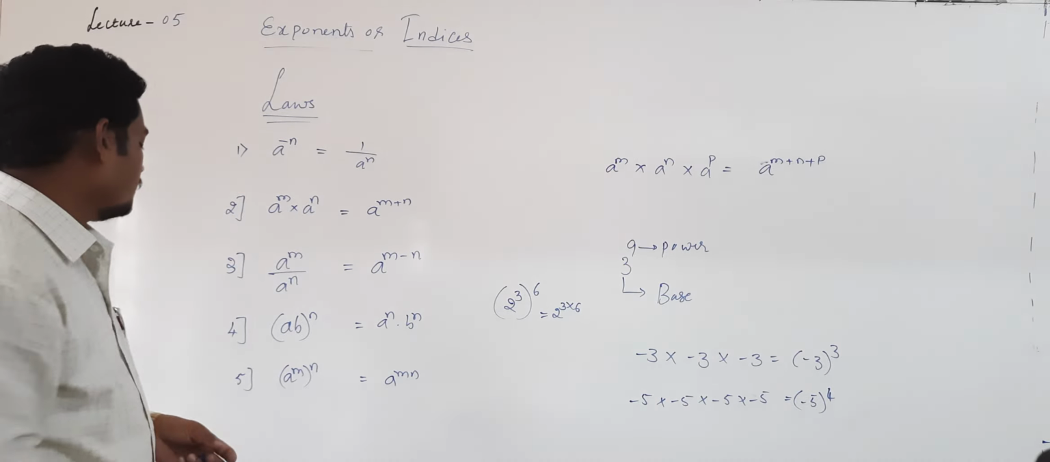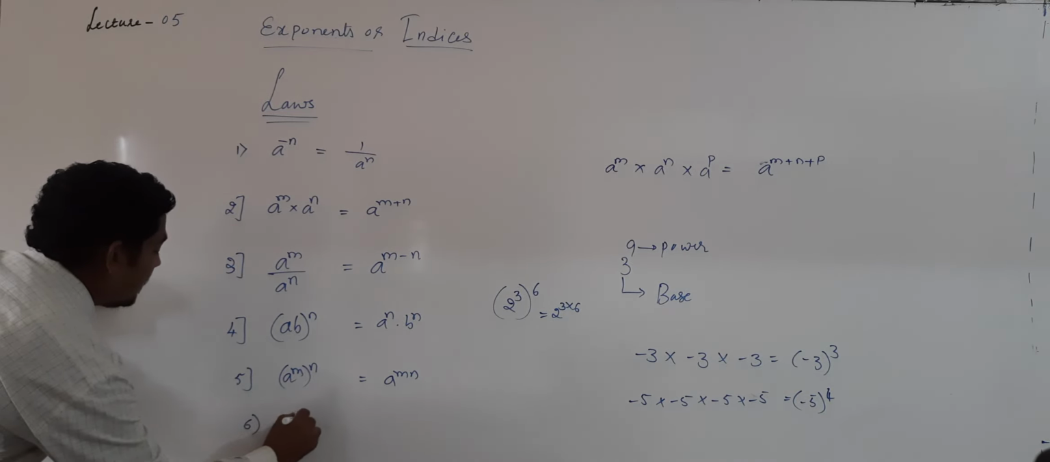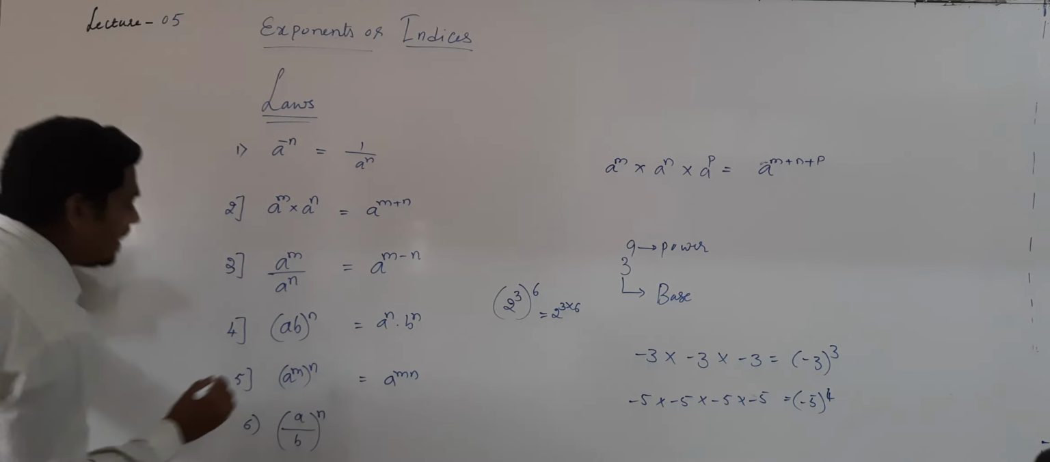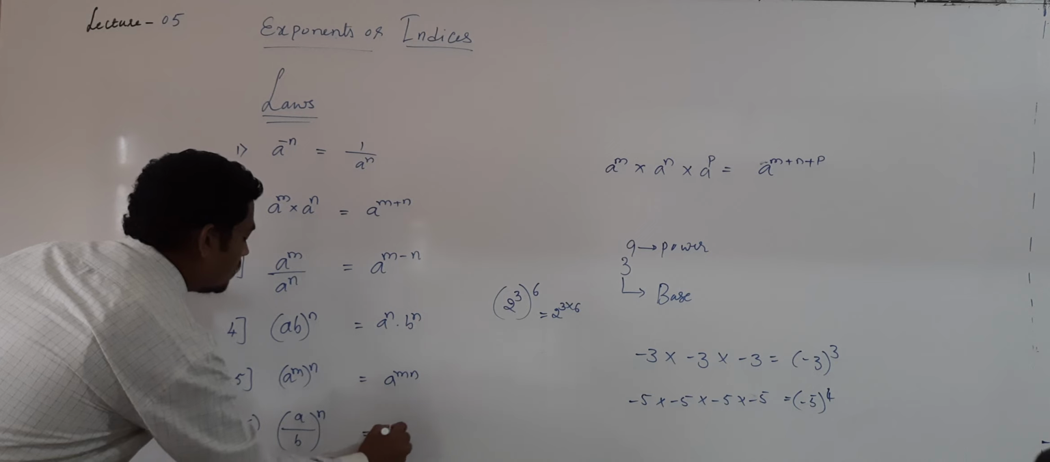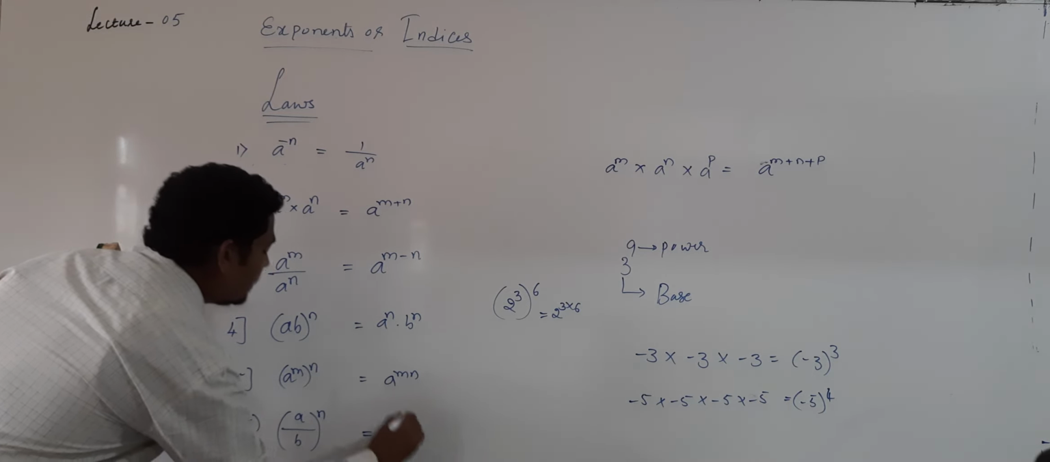Next property. A divided by b whole thing power n is equal to a power n divided by b power n.